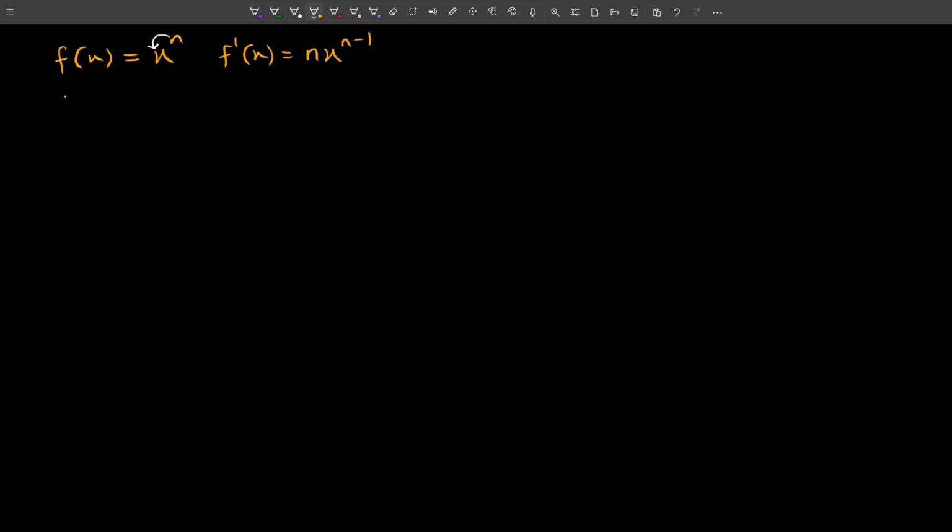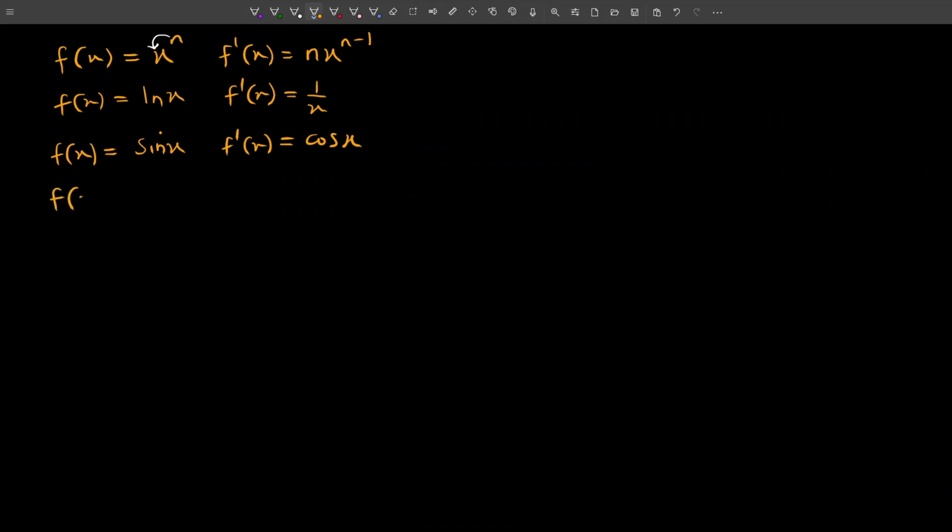Also, if you have a function f of x equal to natural log of x, the derivative will be equal to 1 over x. These are rules that we just have to know. If we're given f as a function of x equal to sine x, then the derivative will be equal to cos x.